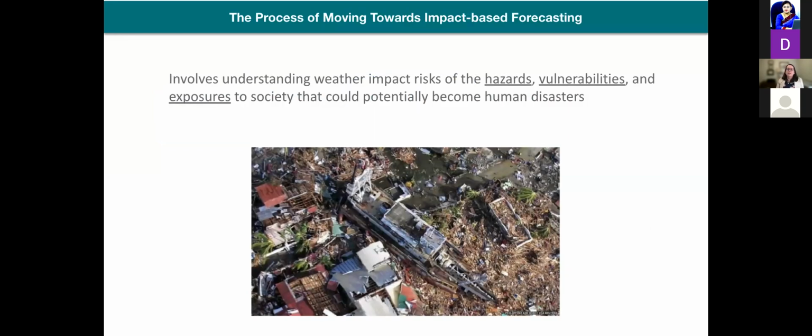So it's a process of moving towards impact-based forecasting. Again, it's a matter of understanding what the impacts are. It is a matter of building partnerships with the different stakeholders and the decision makers who are using weather data to make decisions about the safety of people and livelihood. So we talk about the weather impact risks of the hazards, the vulnerabilities of an area, and the exposure of the society that could actually be harmed by these disasters.